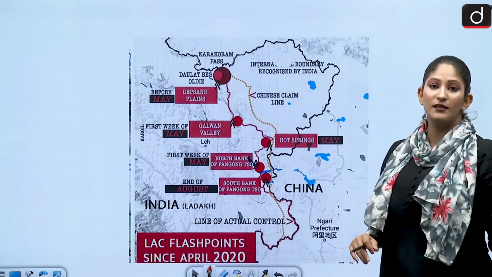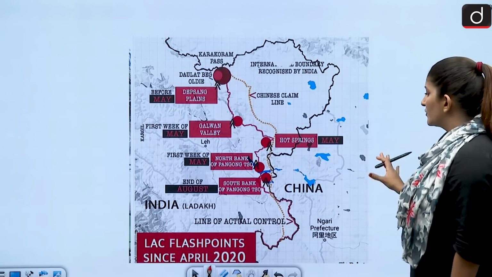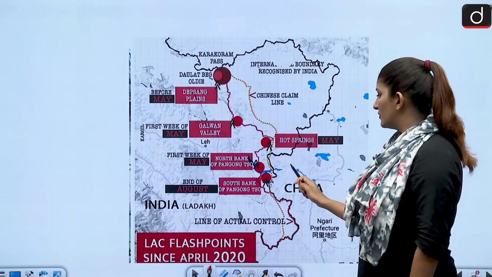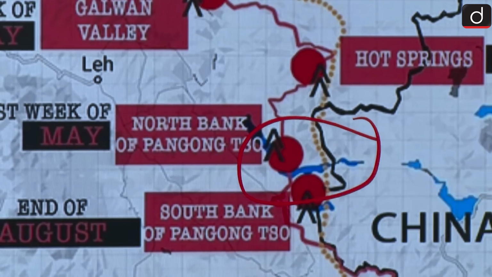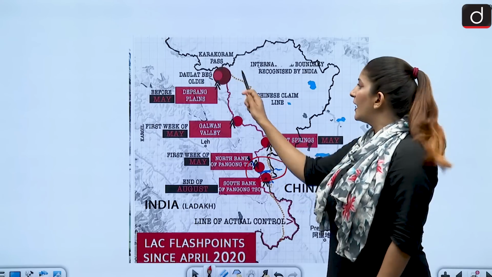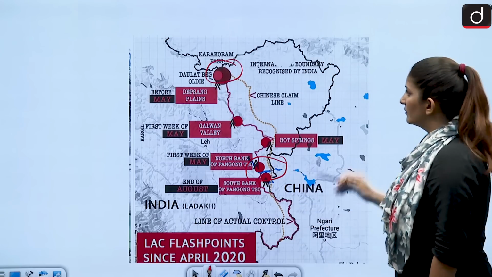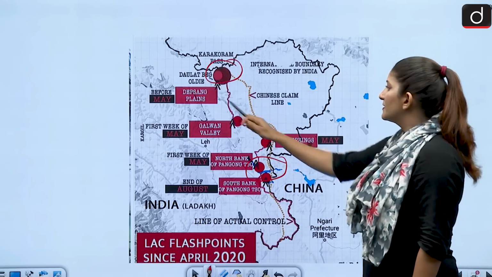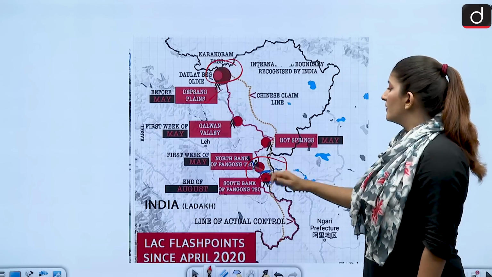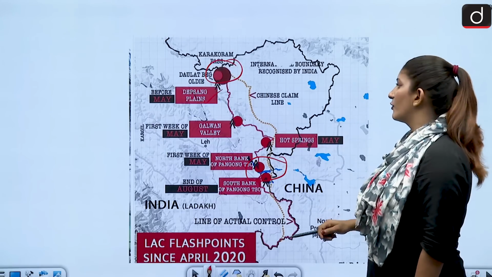Since the last 2 years, we are actually having a tussle with China over these regions. Pangong So is the southernmost among the given options, and Depsang is the northernmost. So Depsang will be first. Then comes here, and then comes Galwan, Hot Springs, and Pangong So.